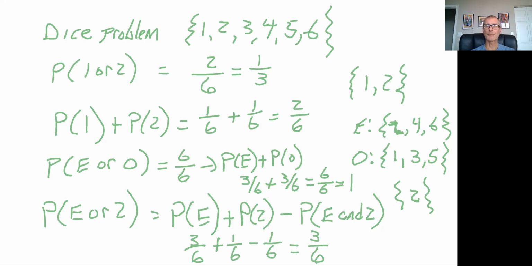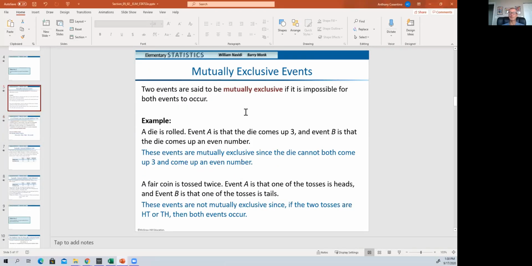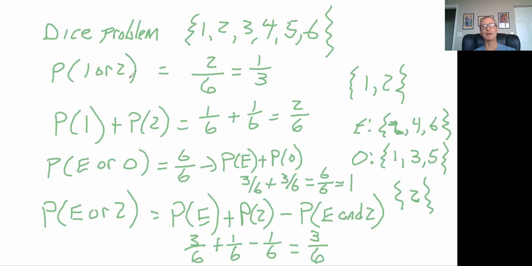So the first definition that we should talk about is this idea called mutually exclusive. That's the idea that two events cannot occur at exactly the same time. Like when we went back to our dice problem, you can't get a 1 and a 2 at exactly the same time on a single roll, right? You can't get an even and an odd. So both of those are mutually exclusive. But you can see this one here, even or 2, is not mutually exclusive.